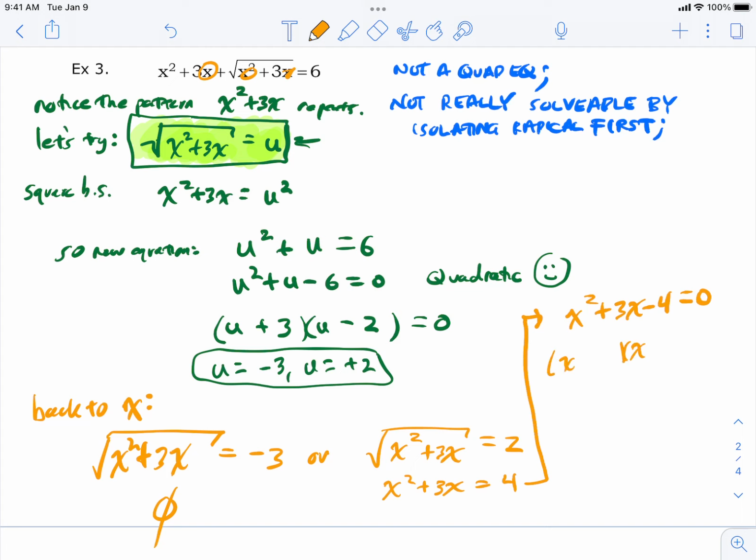Let's unfoil that. So the x squared becomes an x times x. And a -4, I'm thinking a 4 and a 1, maybe like this. That makes a -4, right? And then more importantly, plus 4x minus x gives me what I want in the middle, plus 3x. That works, and so we've got actually 2 solutions here, -4 and +1.